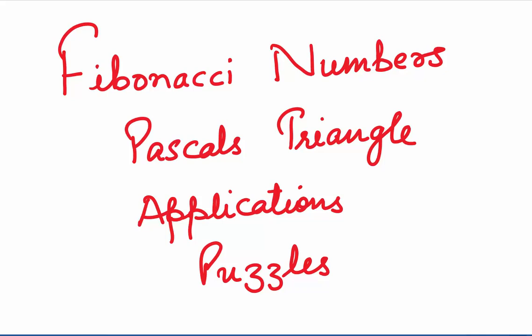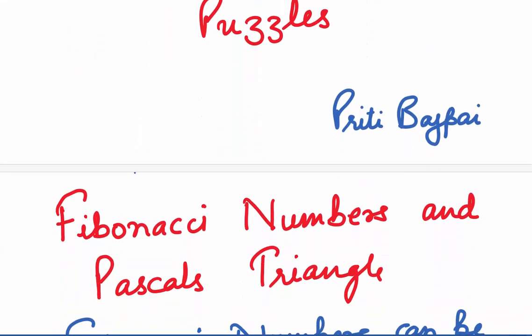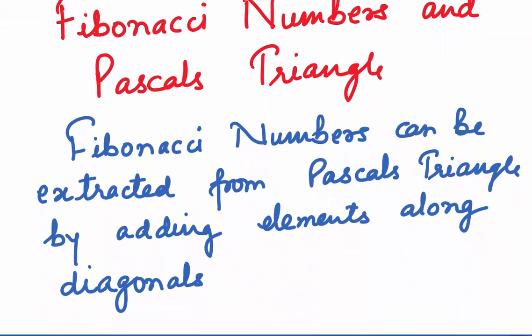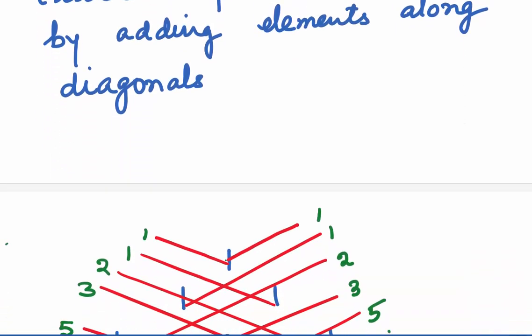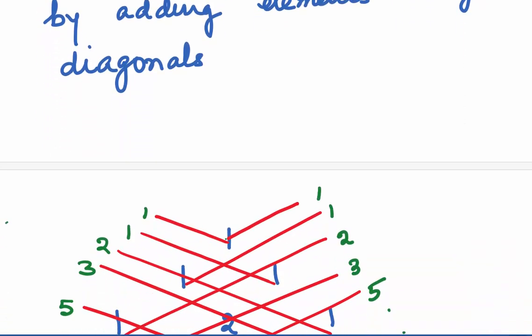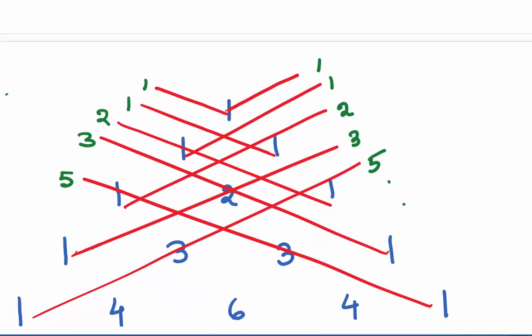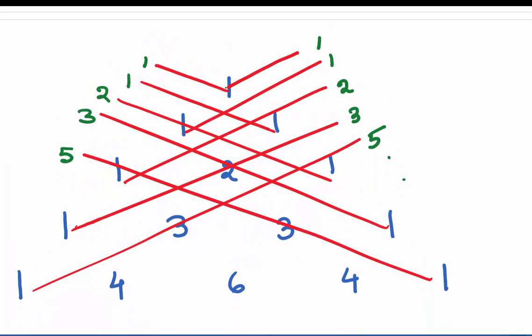Hi everyone, welcome to today's topic: Fibonacci numbers, how they can be extracted from Pascal's triangle, some applications and puzzles. Let's start with how Pascal's triangle gives us the Fibonacci numbers. If on a Pascal's triangle you add the elements along the diagonals, you can see you get the Fibonacci numbers. This is true for both the diagonals.